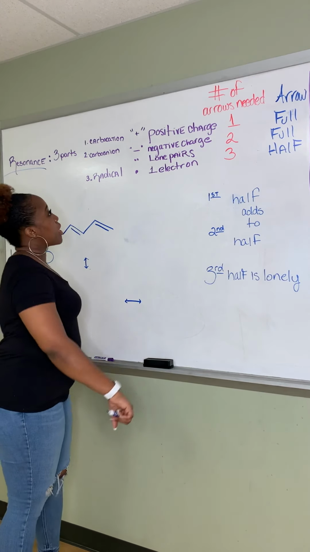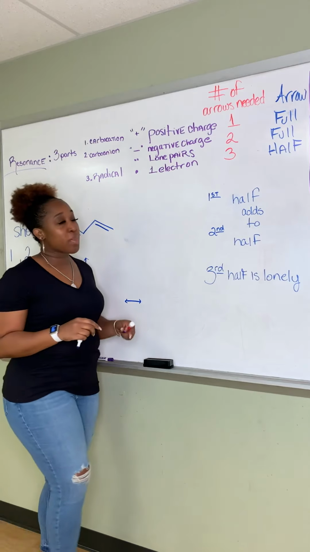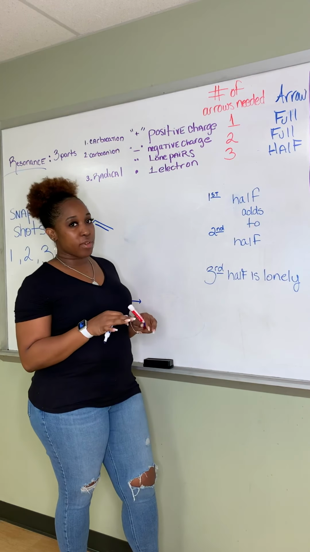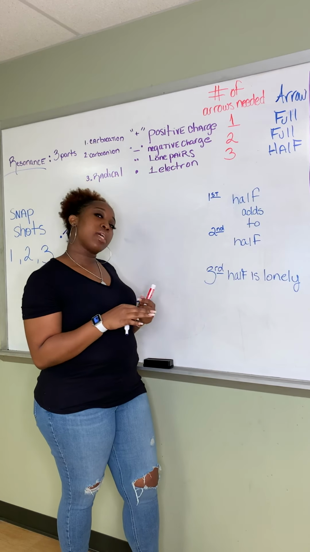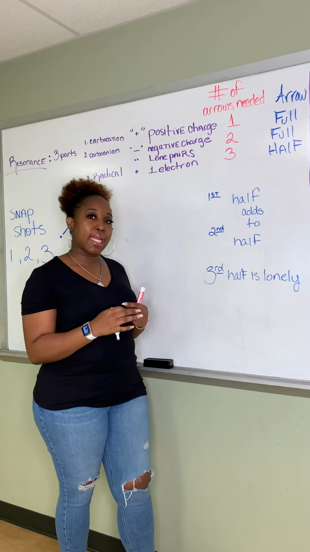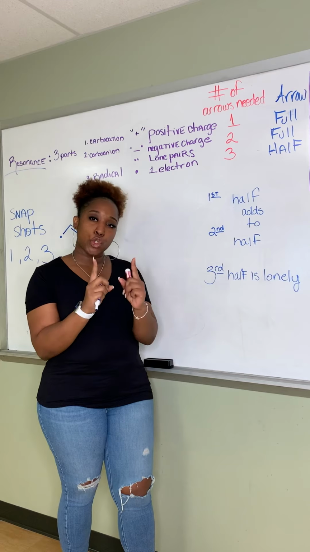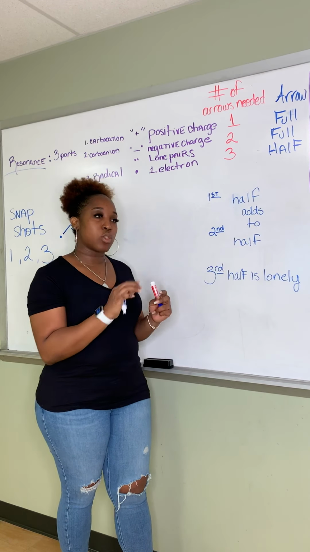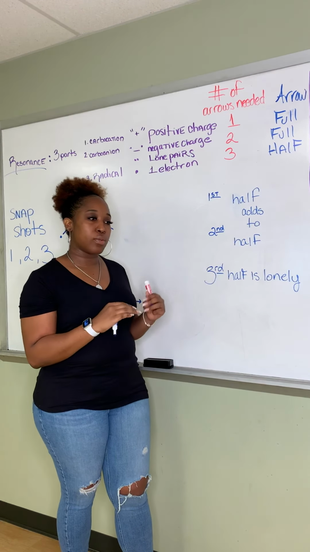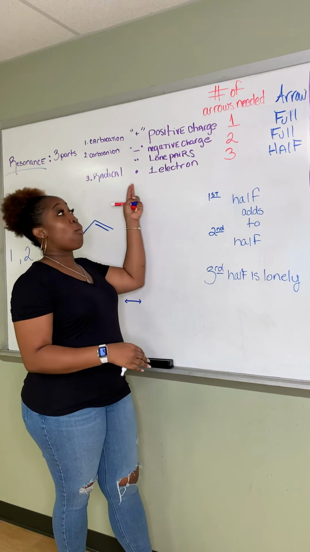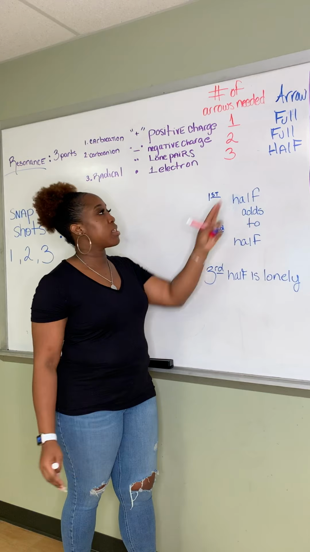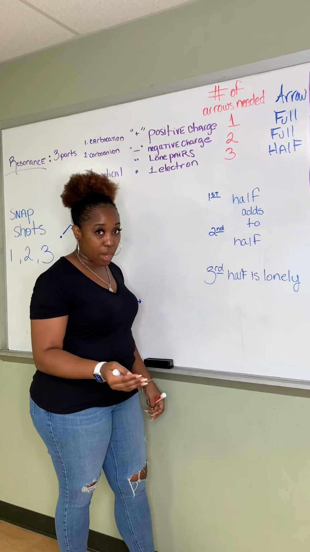So back again with radicals. Radicals are different from what we've been doing with the positive and the negative charge. Every time we used a full-headed arrow, we were moving two electrons. That's why the full-headed arrow was used. It's stating that we're moving both of them. So now, since we only have one electron, this would now make sense in why we're using a half arrow.